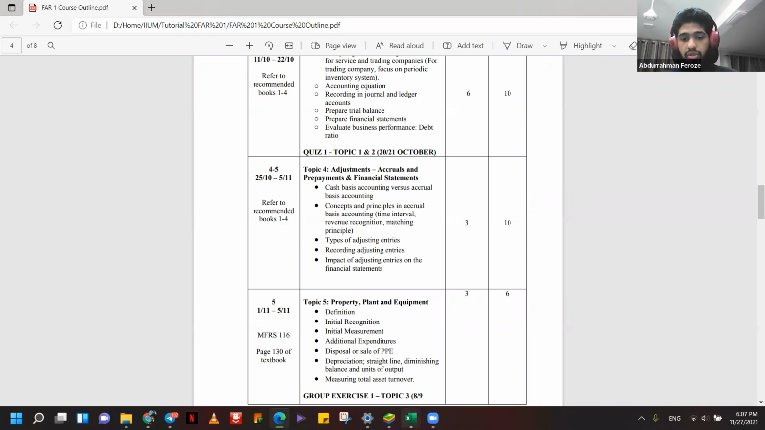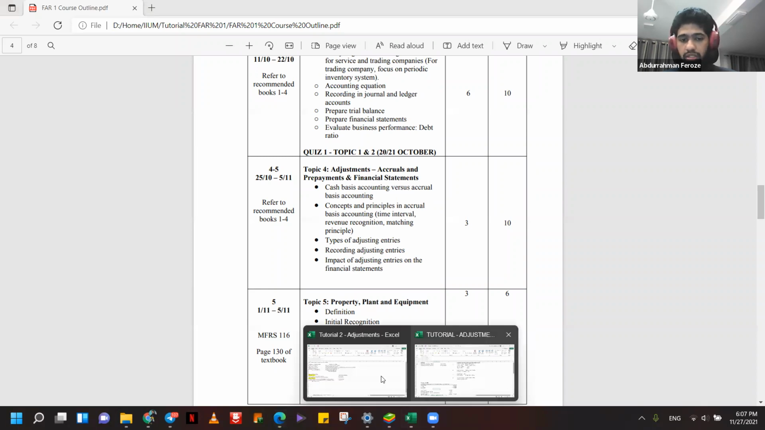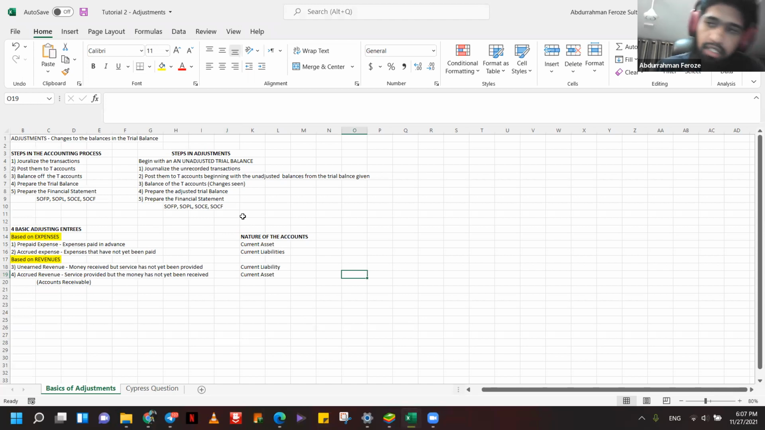To begin with, let's go through what adjustments are. As we went through last time, there are 5 steps in the accounting process. The first one, a normal accounting process unrelated to adjustments, is journalizing transactions, and then you post them to T accounts. Thirdly, you balance off T accounts. And fourthly, you prepare the trial balance. All of these 4 we demonstrated in the first class, using questions. And lastly, prepare the financial statement.